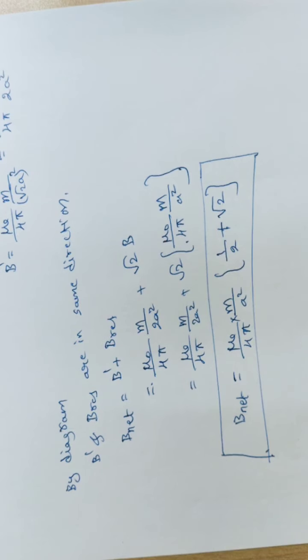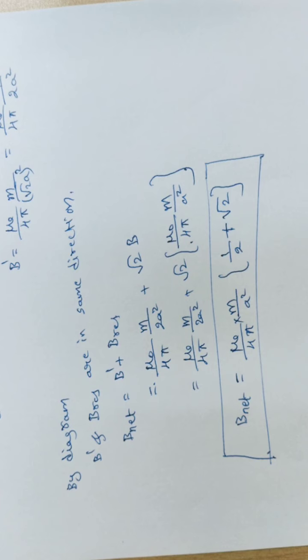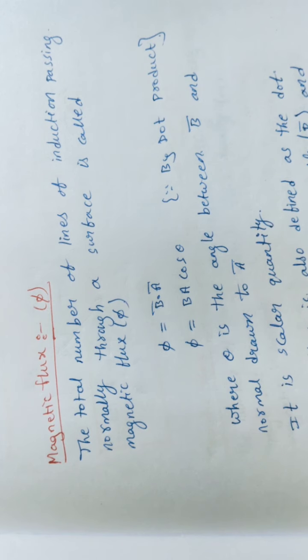Okay, next further we are going for the magnetic flux concept. Which concept? Magnetic flux concept. Now we will discuss it. Listen students, magnetic flux is represented with phi. How we can represent magnetic flux? Magnetic flux is represented with phi.